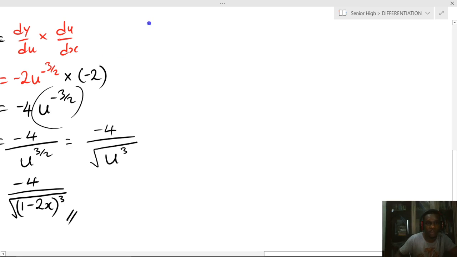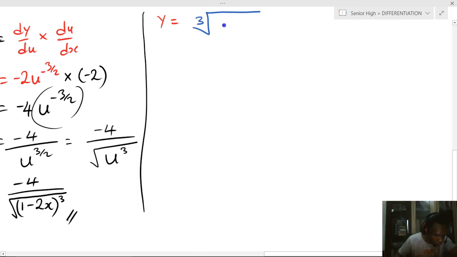Now let's look at this question here. This one looks a little bit tough. We have y is equal to the cube root of 2x raised to the power of 3 minus x raised to the power of 2.